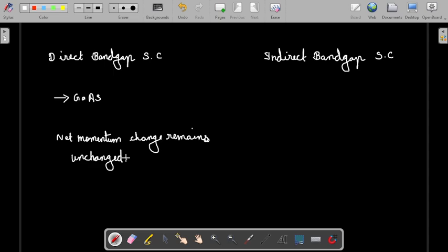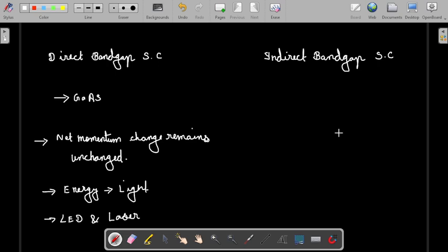That's why the conserved momentum will be converted into light. The energy is changed into light. So the major applications of this are the LED and laser.